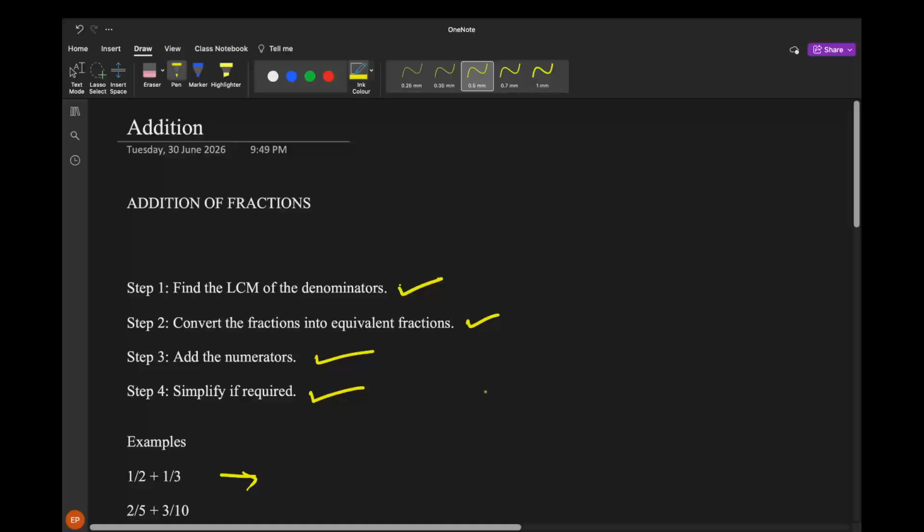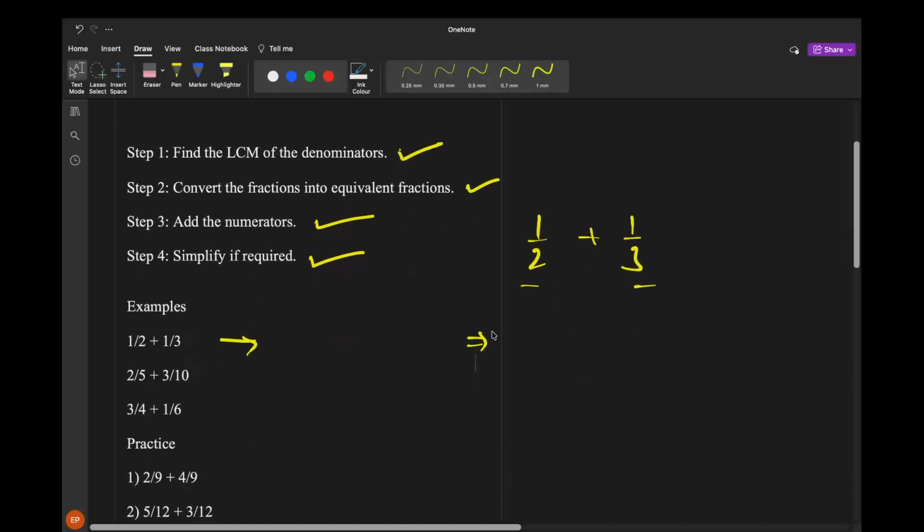Let me take one example and explain. 1 by 2 plus 1 by 3. First, what we have to do? Find the LCM of the denominators. What is LCM? It means least common multiple, right? First write the multiples for 2 and 3.